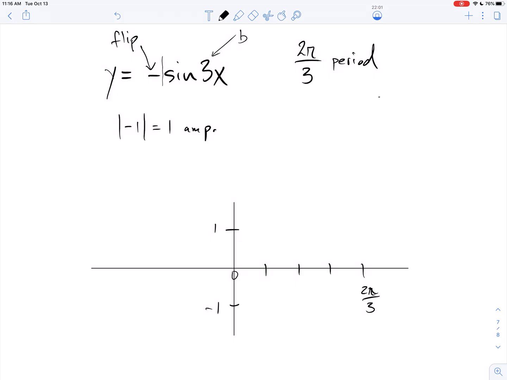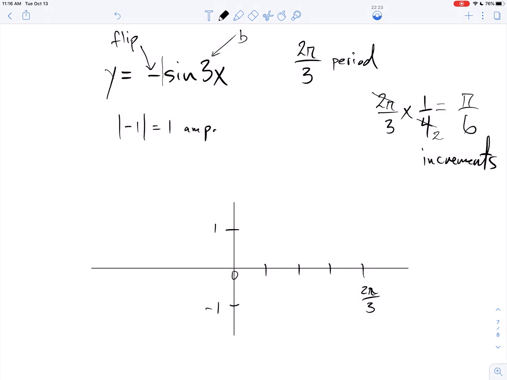How big are my counting pieces? My counting pieces are always found by doing whatever the period is times 1/4, and then I can cross cancel. So it's going to be pi sixths are my increments. So I'm going to count by pi sixths here.